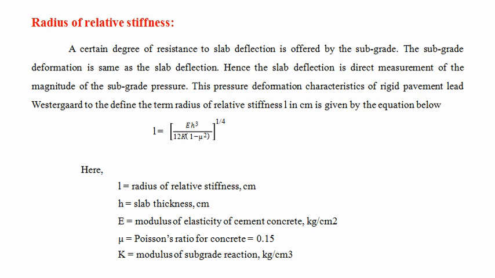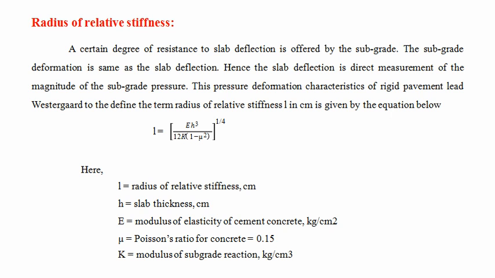A certain degree of resistance to the slab deflection will be offered by the subgrade. In this case, the subgrade deformation is the same as that of the slab deflection, because if there is a deflection in the subgrade, it will consecutively lead to the deformation of the slab. Hence the slab deflection is a direct measurement of the magnitude of the subgrade pressure.